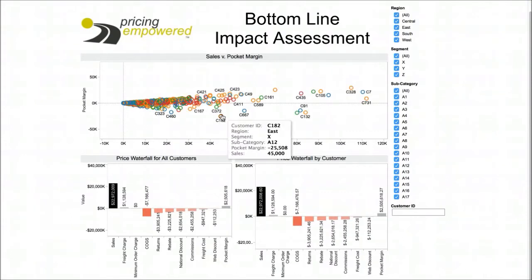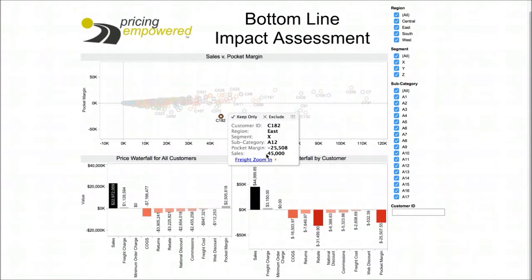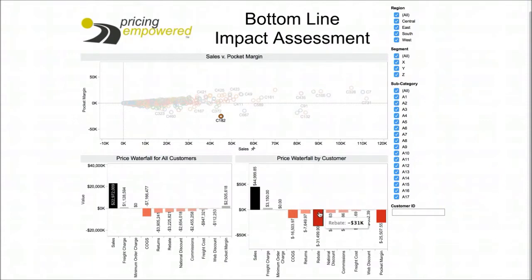One of the customers here, C182, has negative $25,508 in pocket margin, and most of this is due to a large rebate. We know this rebate is very large because its ratio to total sales for this customer is larger than the ratio of rebate to total sales for all the customers seen in the price waterfall on the left.